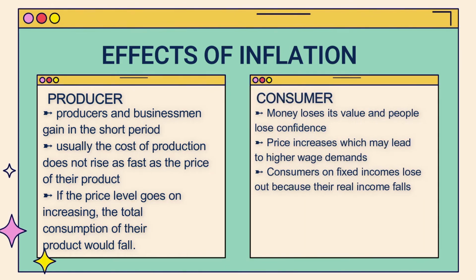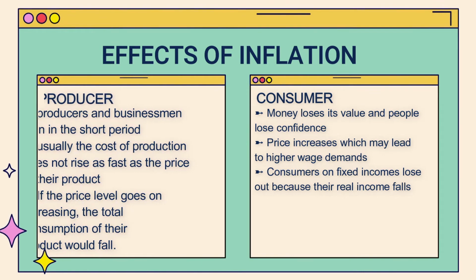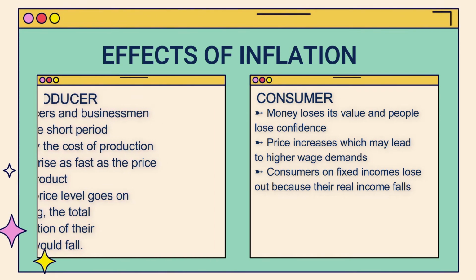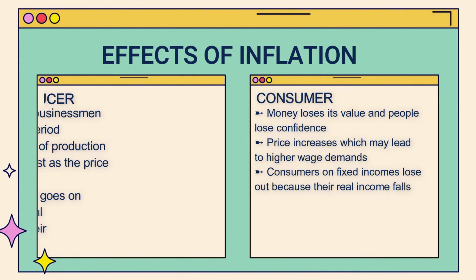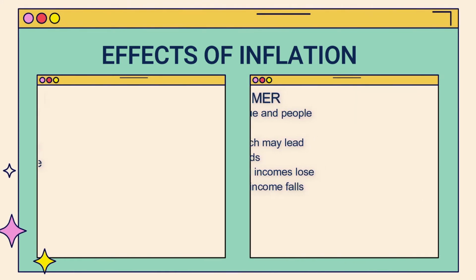As prices rise, money loses its value and people lose confidence in the money as the value of savings is reduced. Inflation can get out of control. Price increases lead to higher wages as people try to maintain their living standards. Consumers on fixed incomes lose out because the real income falls.